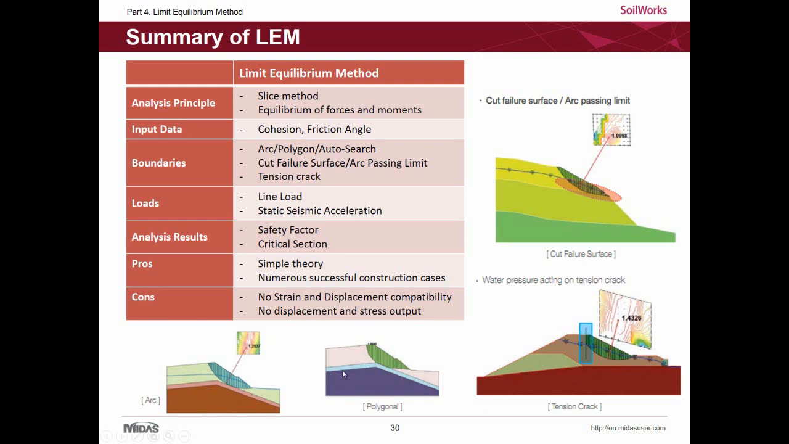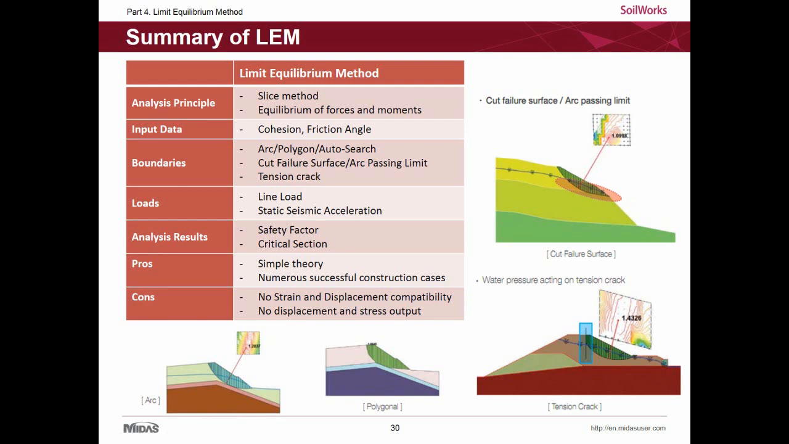The other method is by specifying the polygon. The user specifies the polygon itself onto which the factor of safety will be calculated. Okay, so the third option is auto search, in which we can search automatically for the failure surface. We don't need to define the centers or the polygons. There are other boundaries like the cut failure surface by arc passing, or arc passing limit can be provided.